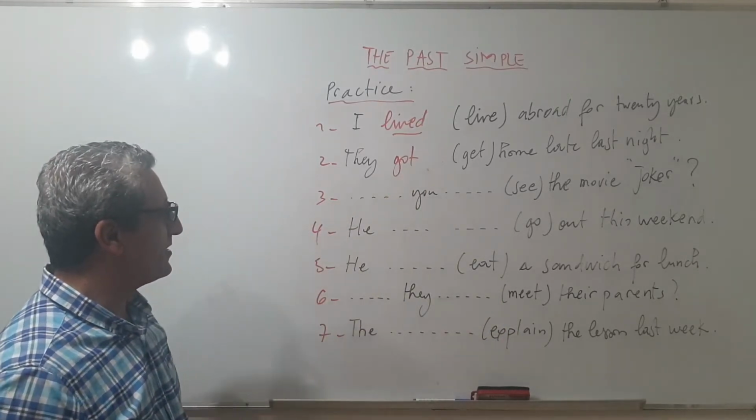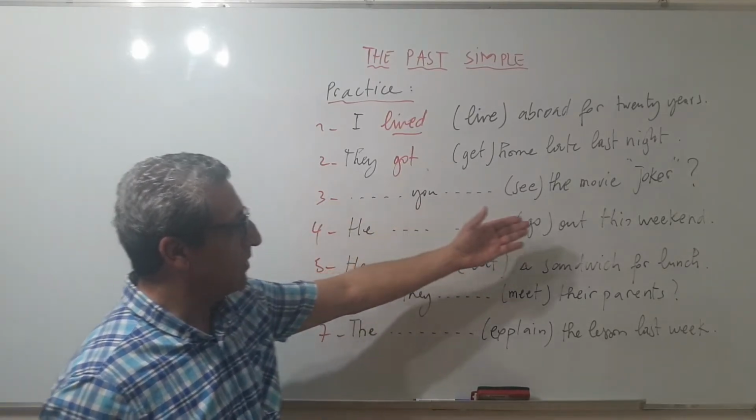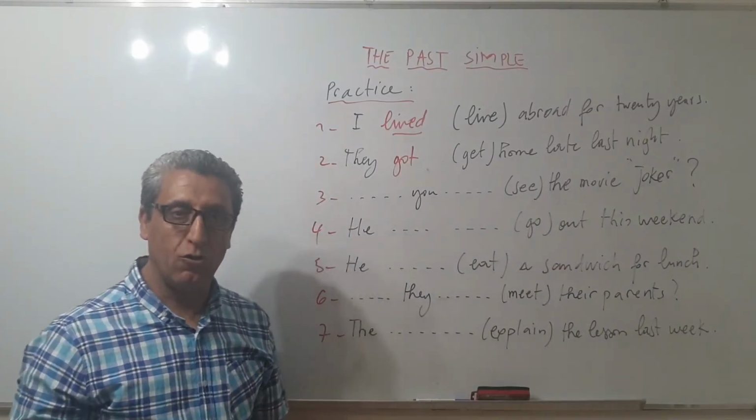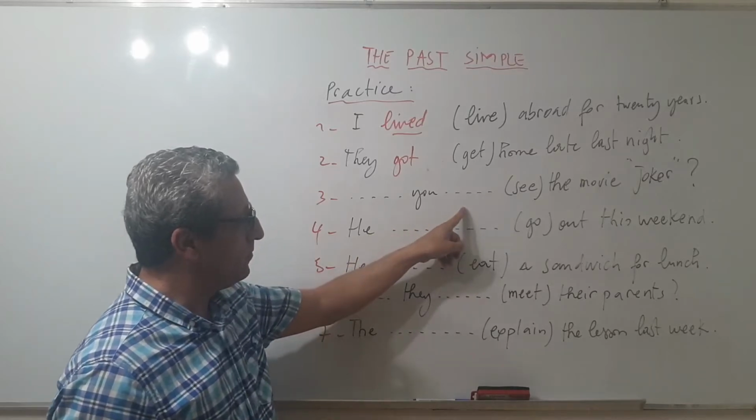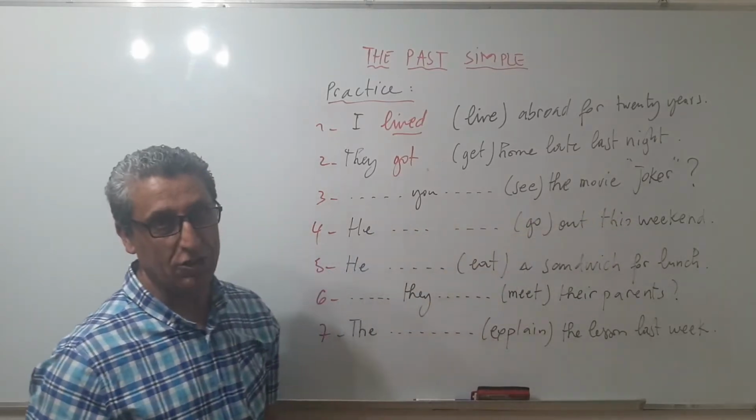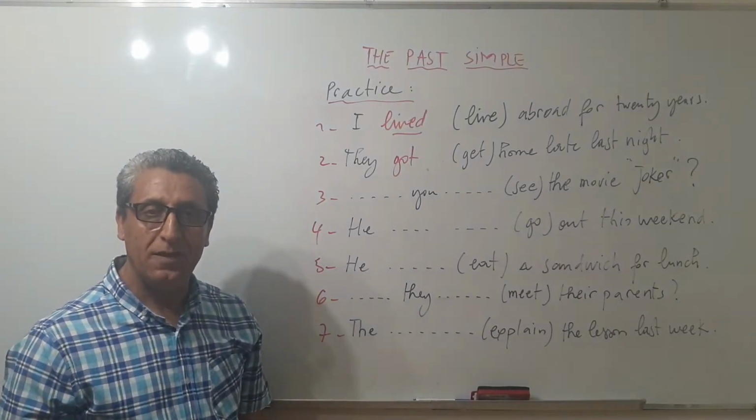Now look at sentence number 3. There is a question mark, which means that it is a question or an interrogative form. So, you see the movie Joker? It is a question. So remember, how do we form the interrogative form?